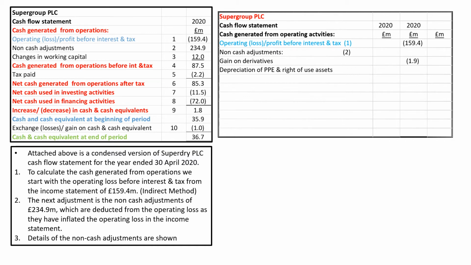Depreciation, PPE and right-of-use assets, these are non-cash adjustments, so we've got to take it away from the operating loss. Same as amortization of intangible assets. Impairments of PPE and right-of-use assets, these are all non-cash adjustments.